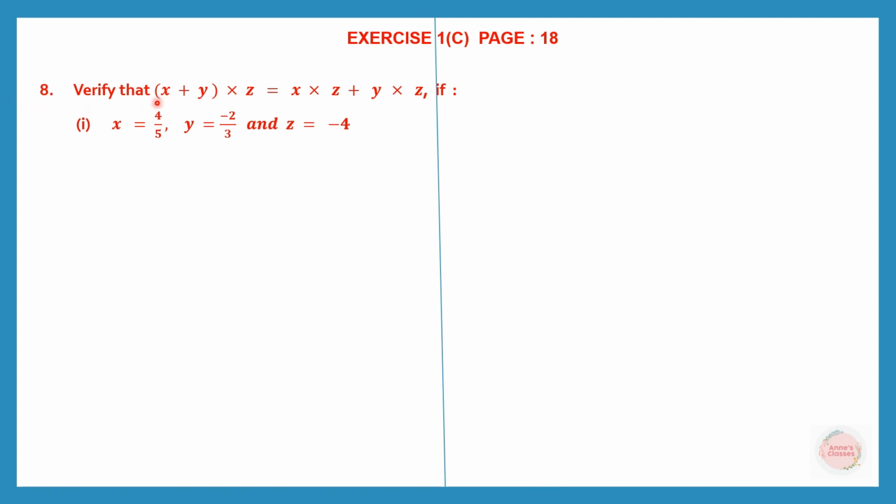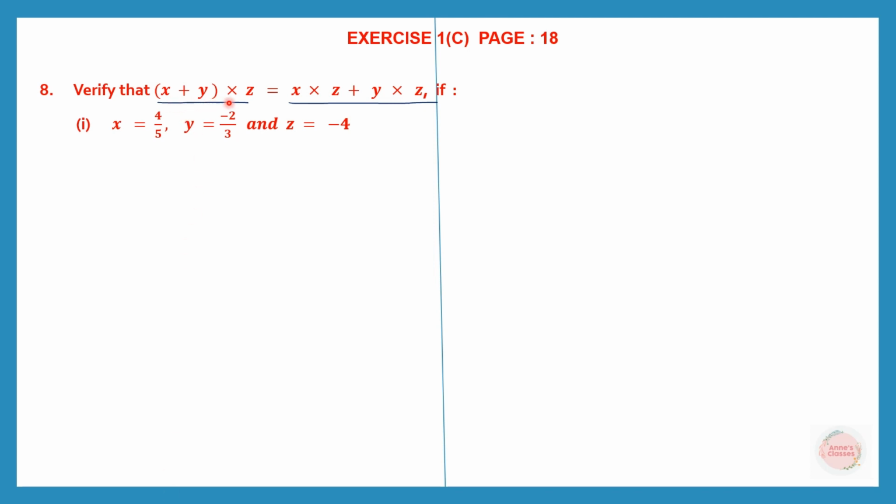That (x plus y), the whole thing within brackets, into z is equal to x into z plus y into z. That means what we have on the left hand side should be equal to what we have on the right hand side. That is the meaning of verify, that they are equal. Now this we already know.